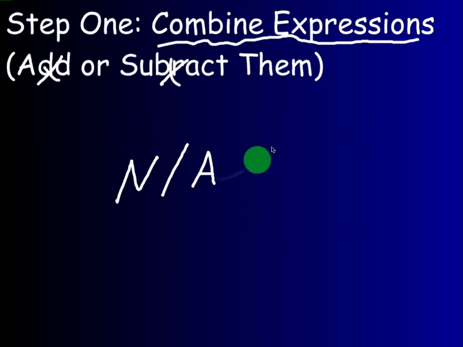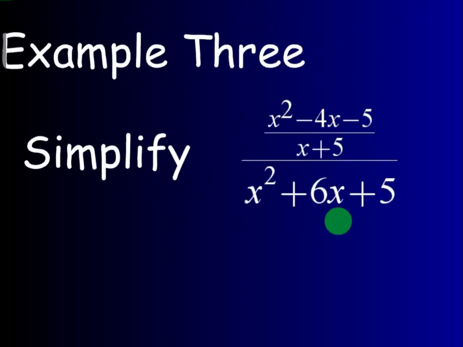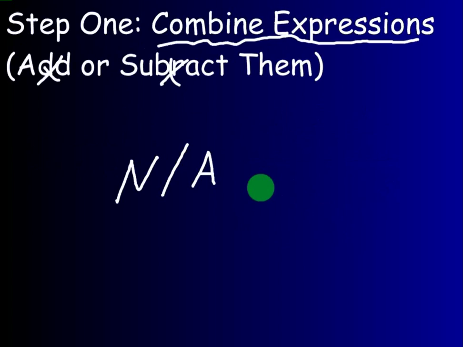If you recall from the previous examples, the first thing you want to do is make sure that the top and bottoms are combined. You don't want to have two terms on top or two terms on the bottom, two fractions on top or two on the bottom, and that's not the case here. We have one fraction on top, one on the bottom, so we are good with this step once again.